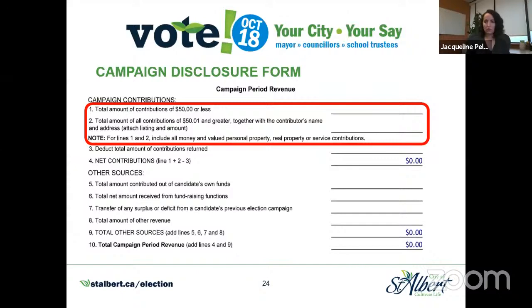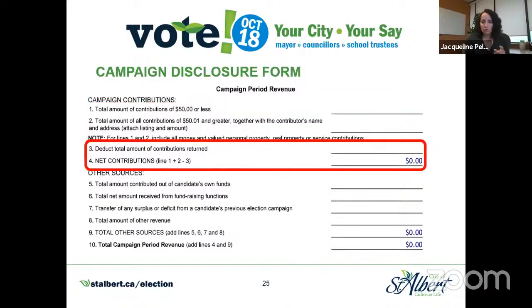So next on the form is where you record this campaign year's contributions. So line 1 is the aggregate of contributions received, which were $50 and under. So this means that if you received 3 contributions that were $50, you would record $150 in this line. So line 2 is for the aggregate of contributions which were received that were over $50. So if you received 3 contributions of $100 each, you would record $300 in this line. Again, for line 2, you would also include a list of the contributors' names and addresses, just for those who contributed over $50.